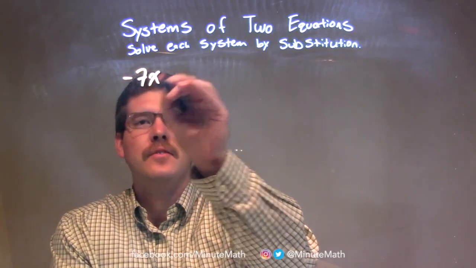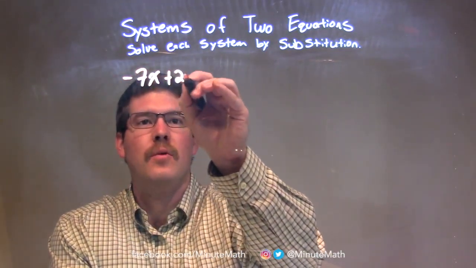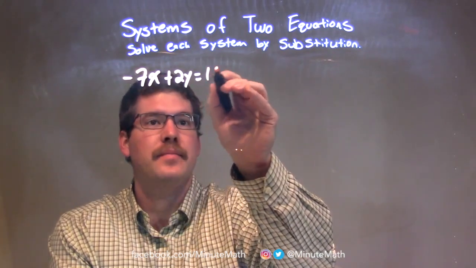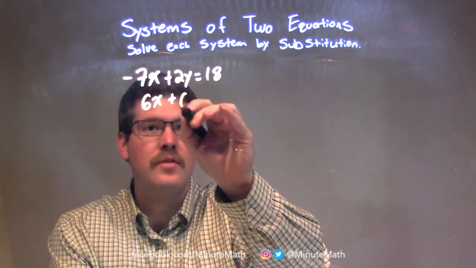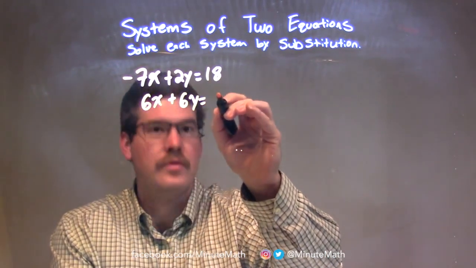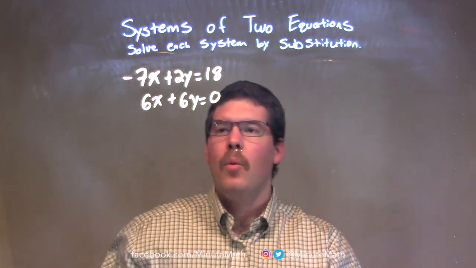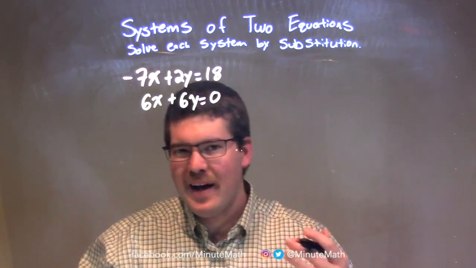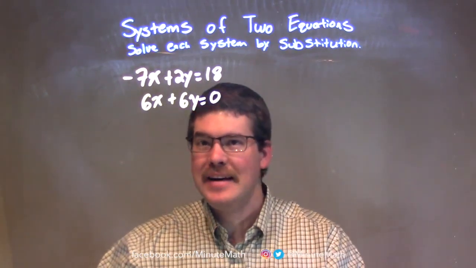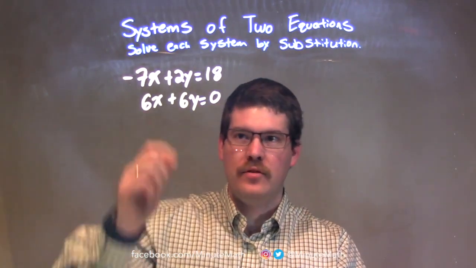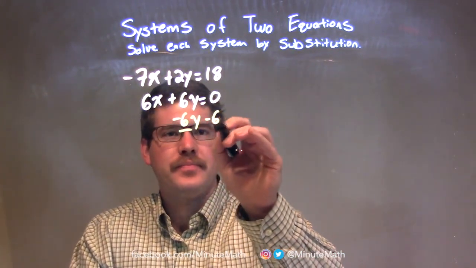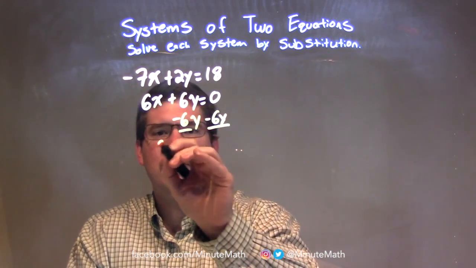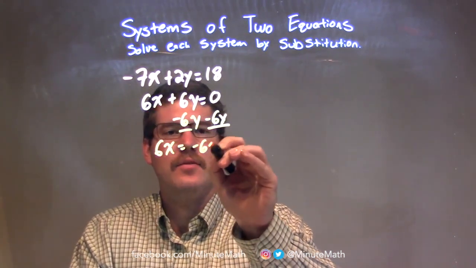Negative 7x plus 2y equals 18. And 6x plus 6y equals 0. Well, what I want to do is get one of these variables isolated by itself. And I find it easier actually with the second equation. So watch this. I'm going to subtract a 6y to both sides. That leaves me with 6x equals a negative 6y.